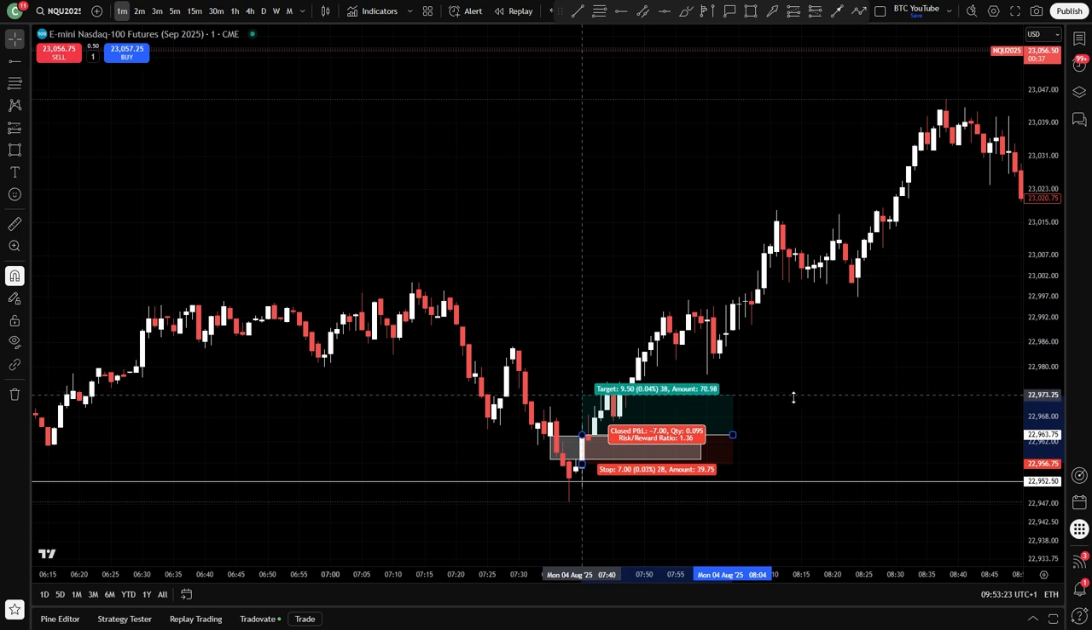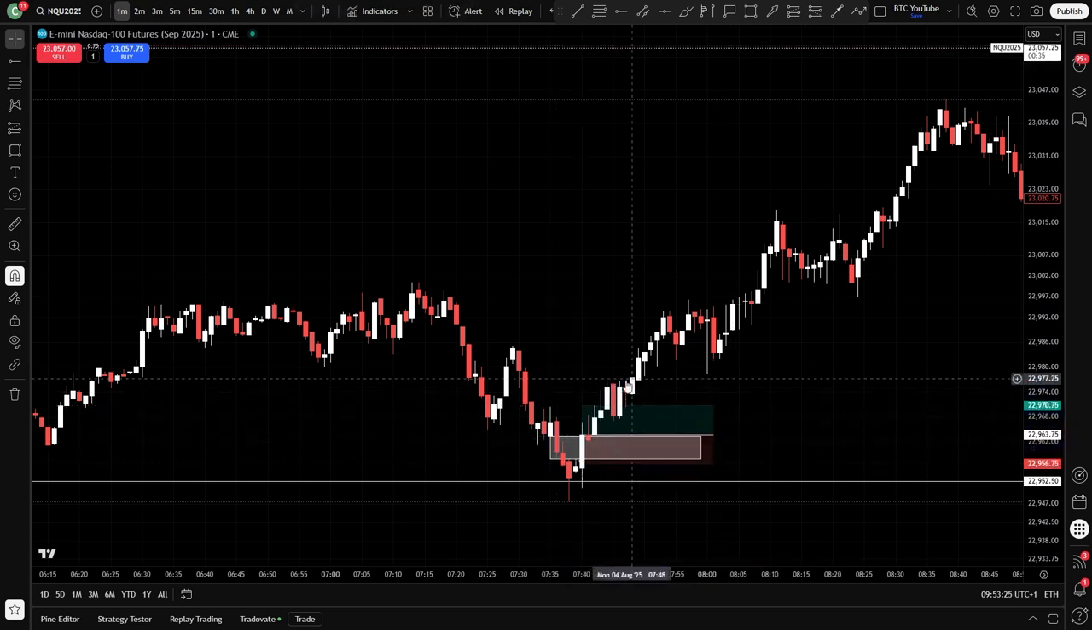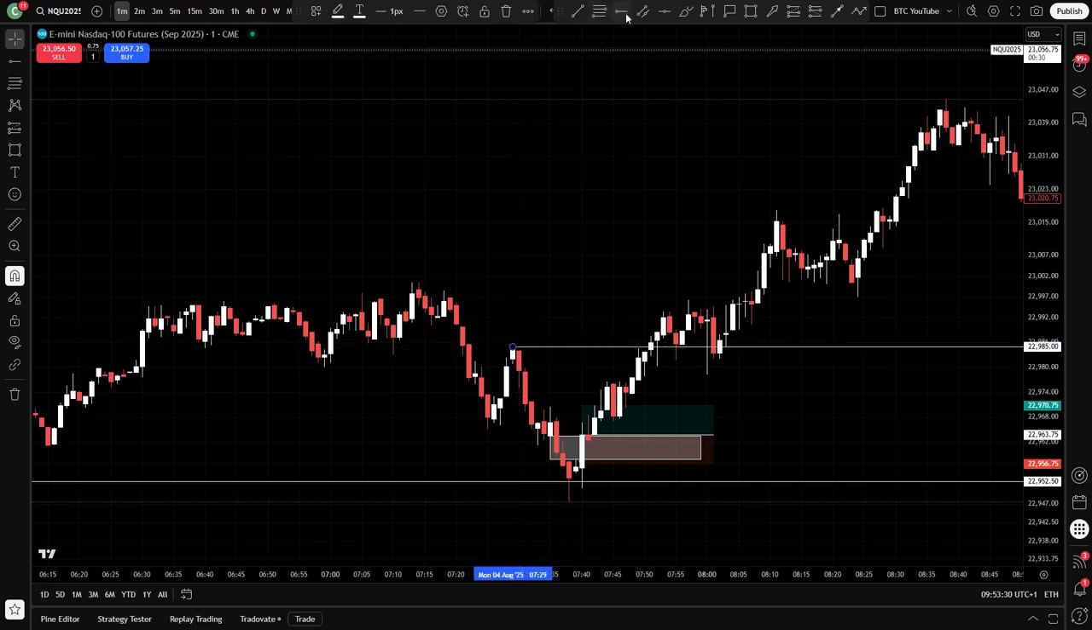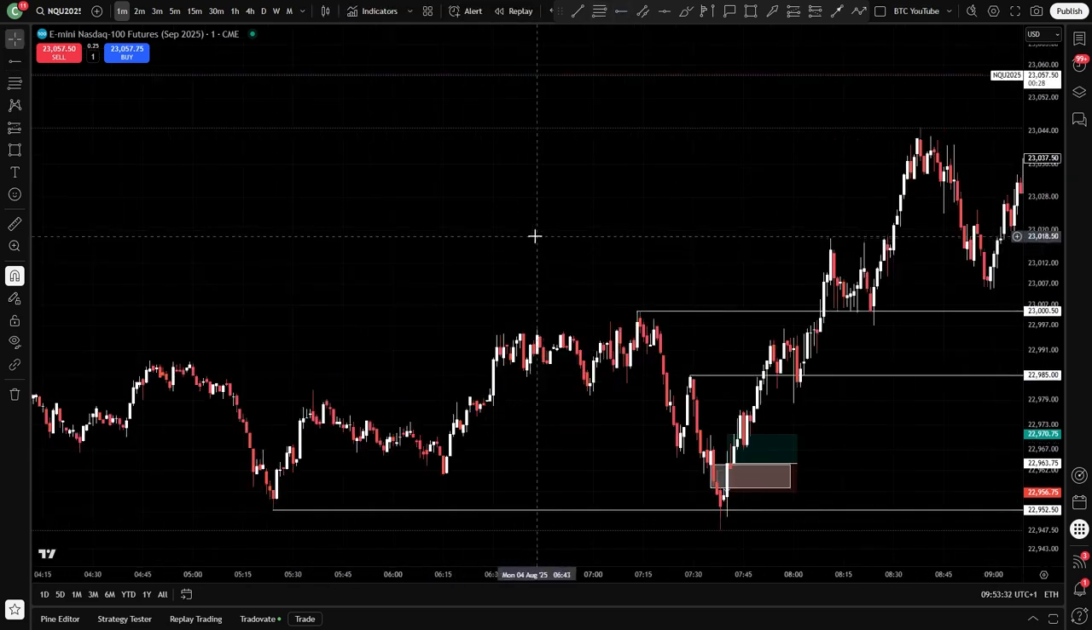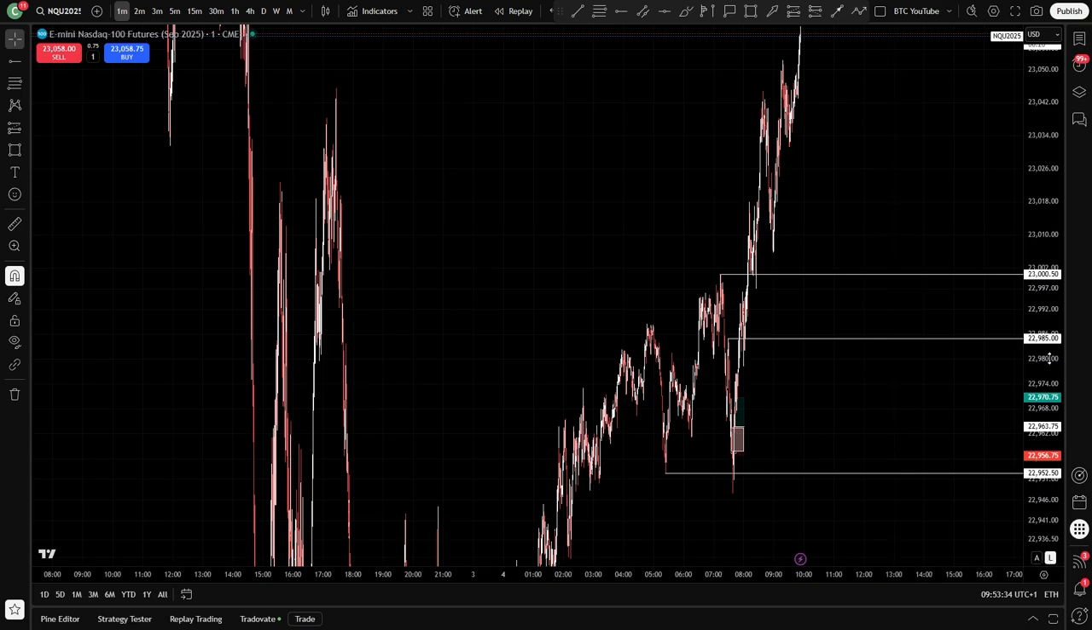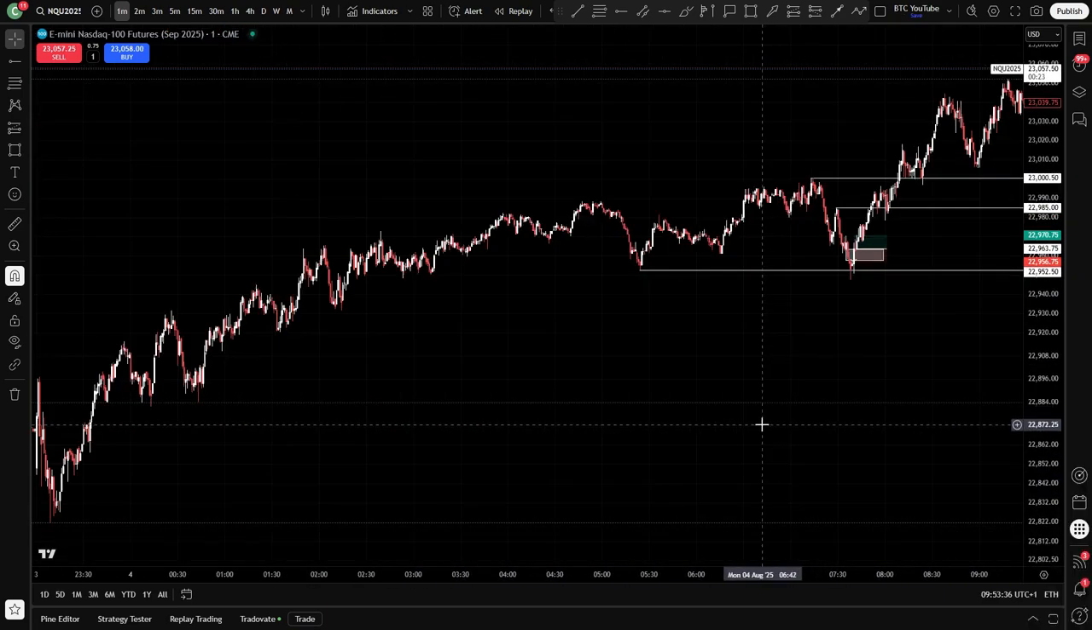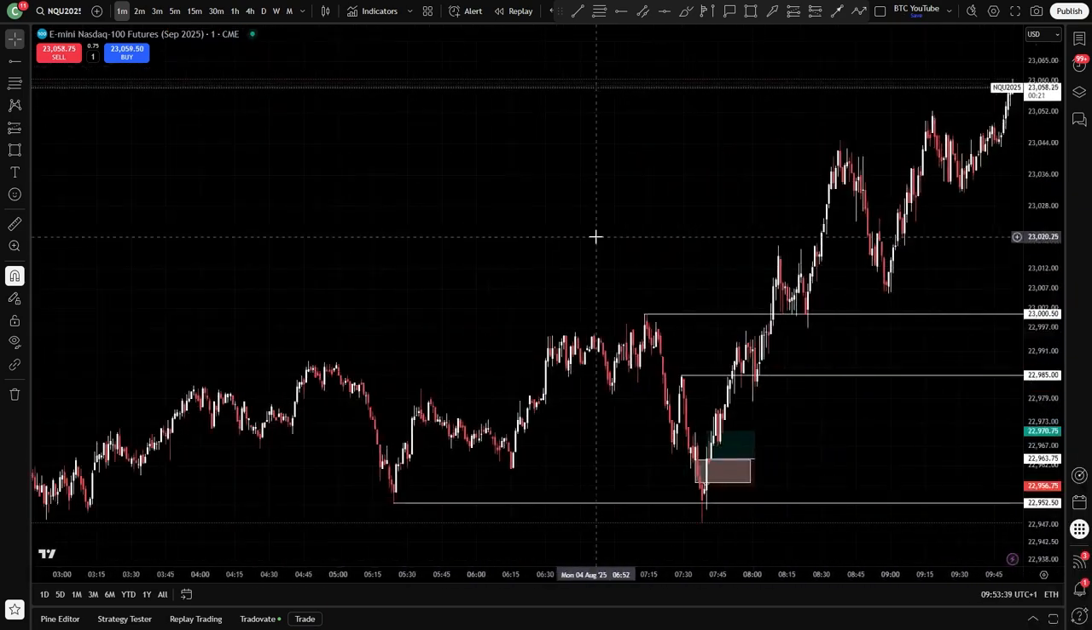This would have won if my magnet can stop messing around. There we go. This would have won basically instantly. Go break even on the rest, have runners to here, and a final runner probably to here. Or you could hold a runner for much higher if you wanted to, but you can see this was a beast of a trade, would have worked out as well. Really, really good strategy, man.